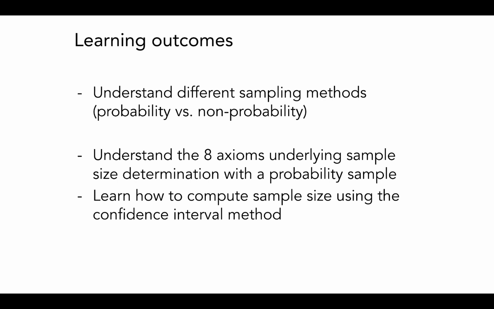So in this online session, I'm going to cover different sampling methods. There's two main categories, probability and non-probability sampling methods. And then we will talk about 8 axioms underlying sample size determination with a probability sample. And then we're going to talk a little bit about computing sample size using a confidence interval method. I know all of this sounds exactly like what you want to hear right now, but we're going to go through it. I'm going to make it easy to understand with lots of examples.